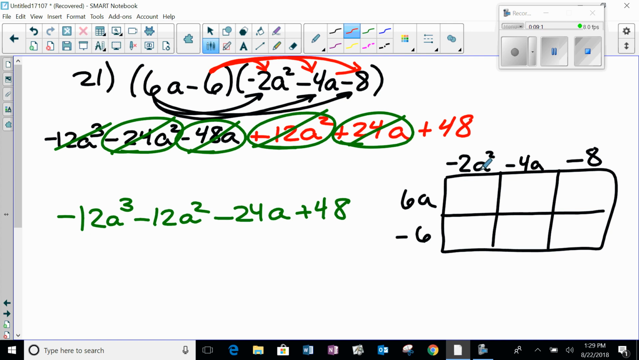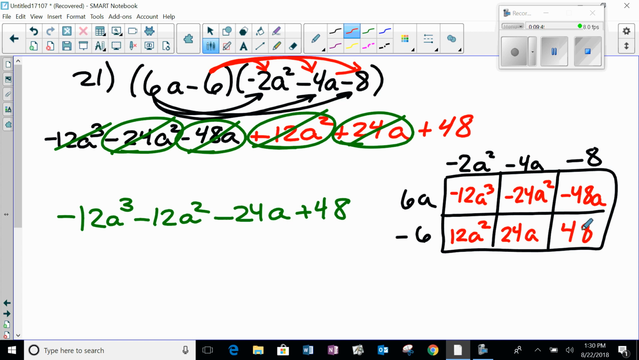6a times negative 2a squared is my negative 12a cubed. 6a times negative 4a is my negative 24a squared. 6a times negative 8 is a negative 48a. Now I'm going to go to the second row. Negative 6 times negative 2a squared is a positive 12a squared. Negative 6 times negative 4a is a positive 24a. And negative 6 times negative 8 is 48.